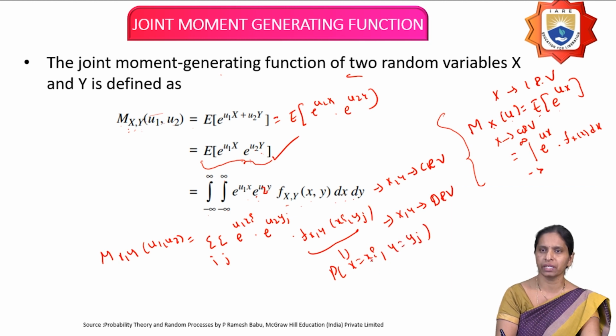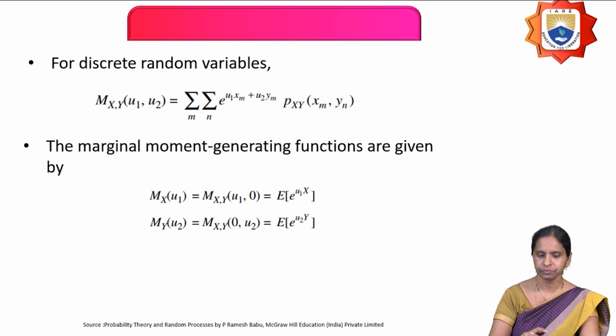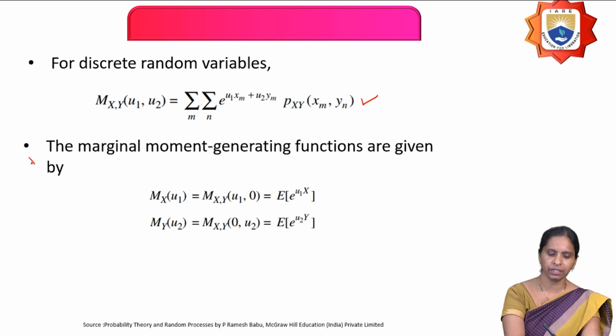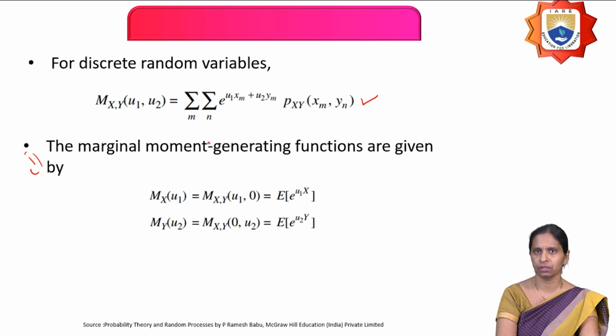Nothing but the joint probability that the random variable x takes a value xi and the random variable y takes a value yj. Therefore, these are the formulae to calculate the joint moment generating function of two random variables x and y, in the case of continuous random variables as well as discrete random variables. Similarly to how we wrote the properties for the joint characteristic function, you can write down the properties for the joint moment generating function also.